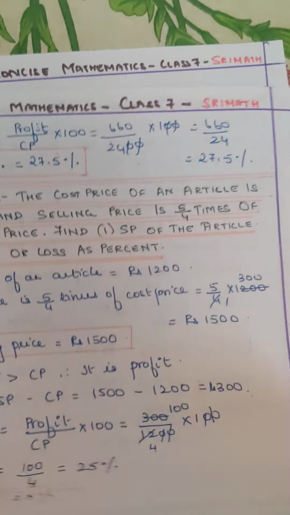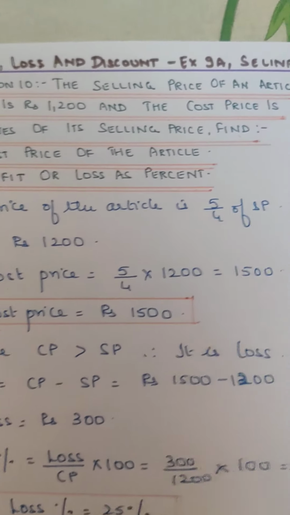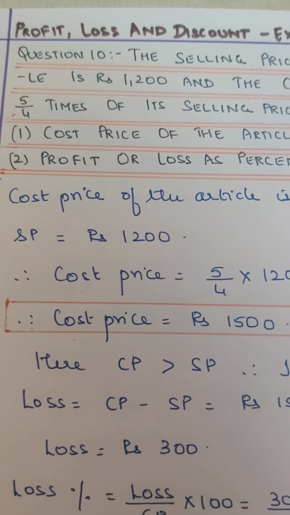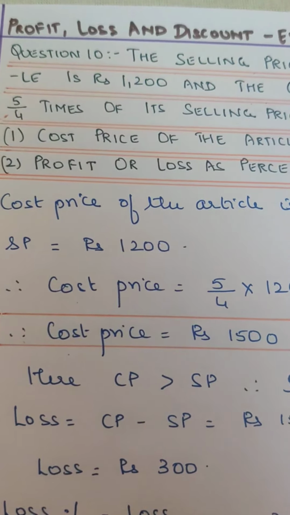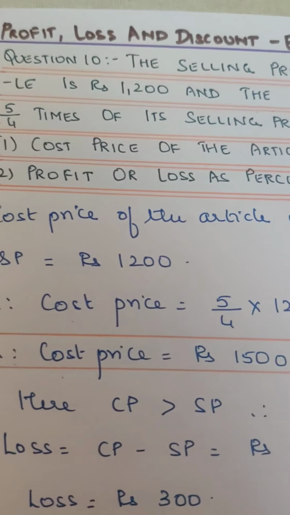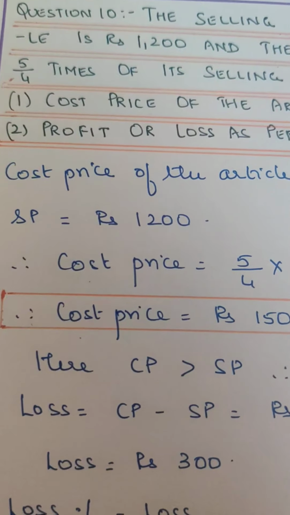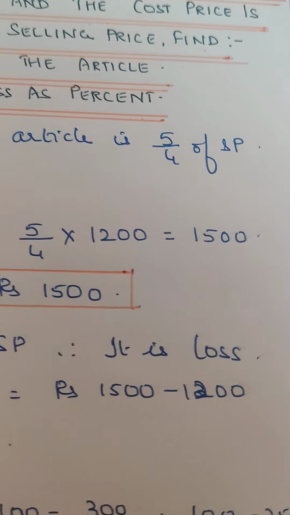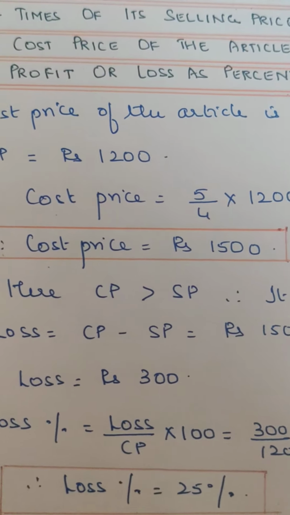Okay, let's quickly move on to the last sum. Question number 10. The selling price of an article is rupees 1200 and the cost price of the article is 5 by 4 times of its selling price. Find the cost price of the article, profit or loss as percentage. Cost price of an article is 5 by 4 of selling price. Therefore, selling price is equal to 1200. Cost price is equal to 5 by 4 into 1200, that is 1500. Therefore, cost price is equal to rupees 1500.